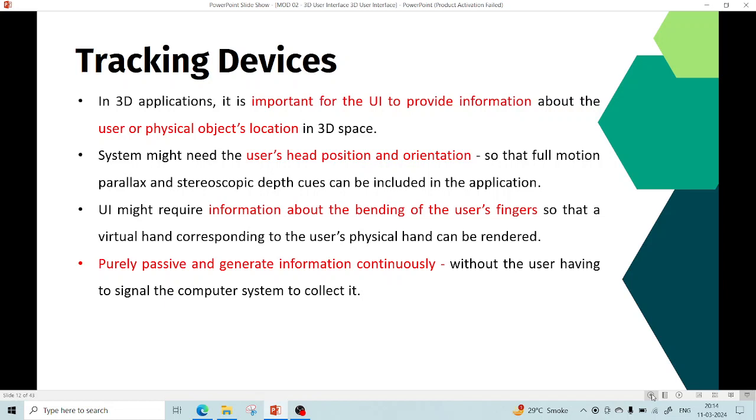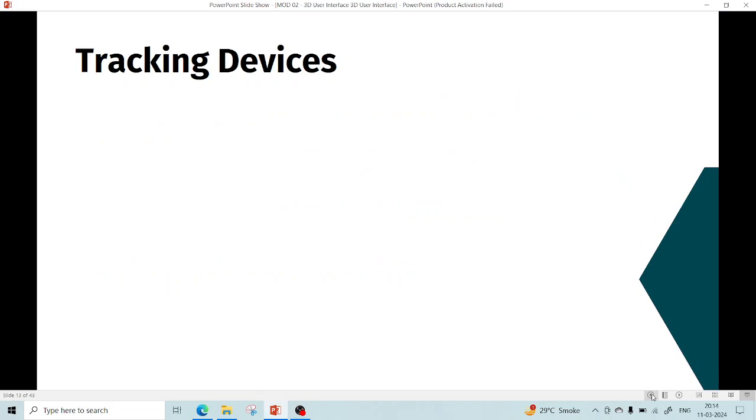Now these tracking devices are divided into three major parts, that is called motion trackers, eye trackers and data gloves. We will be seeing detail one by one. Starting with the motion trackers, let us understand what is the objective or the requirement of the motion tracker.